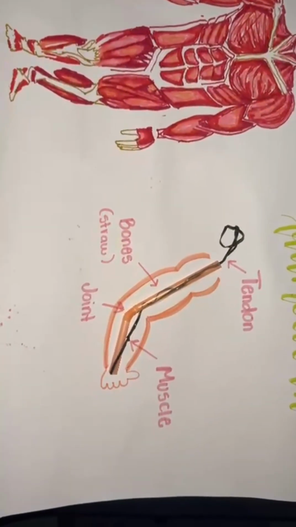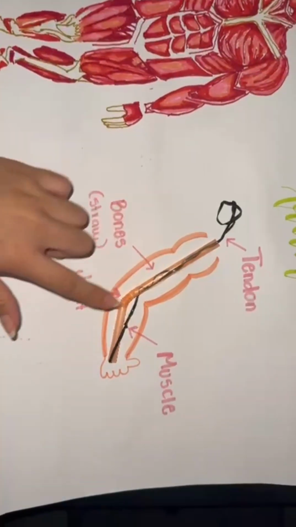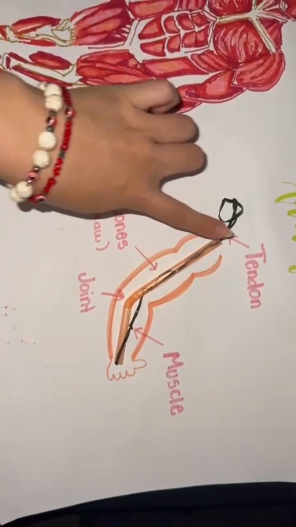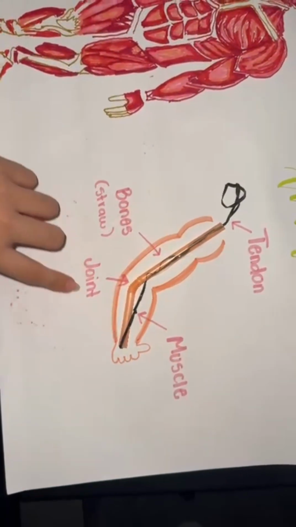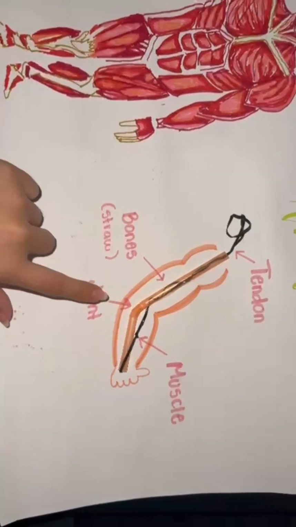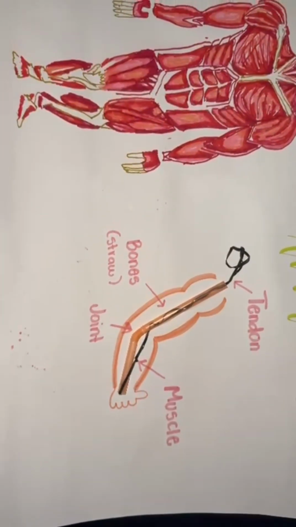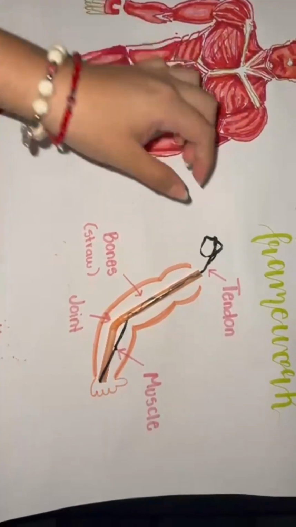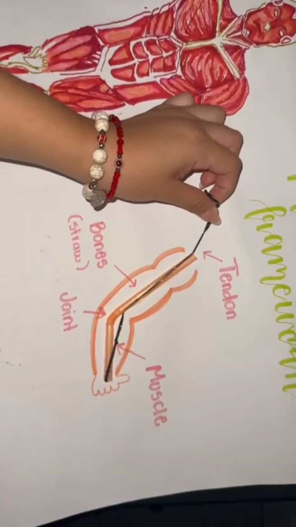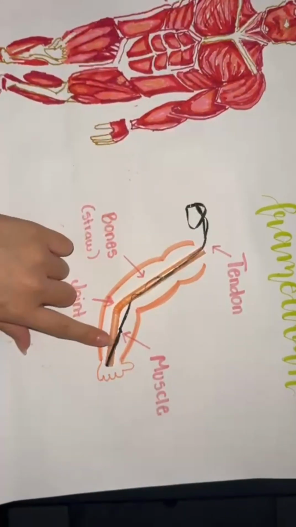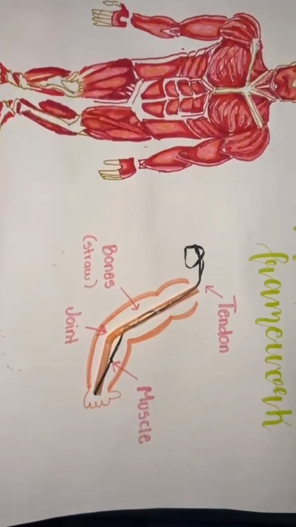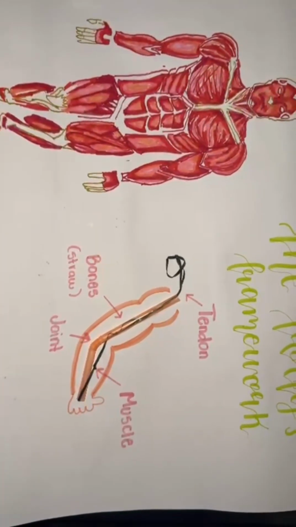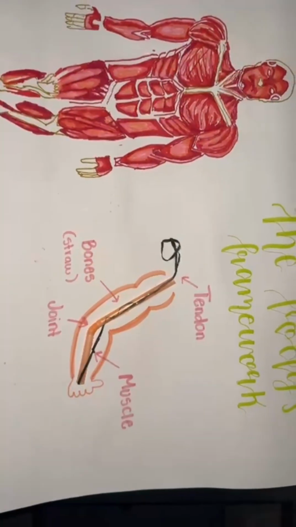So here we can see that the straw represents the bones, the rubber band represents the tendon and the muscle, and here we have the joint. So when the muscle contracts, it pulls on the bone and it moves. If we pull like this, these parts will move. Like this, the skeleton supports us, and the muscles allow us to walk, to run, and perform any movement.